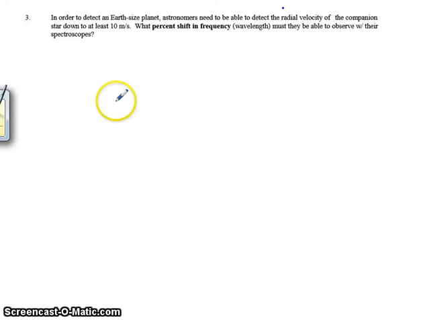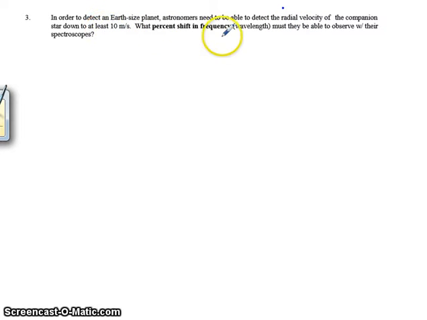Okay, so for our last problem, we're going to look at an astronomical issue of detecting a small planet where the star wobbles and gives a small redshift in the direction of the Earth. So in this case, we wanted to detect an Earth-sized planet, something that's going to be small and something that's going to leave the center of mass very, very close to the star in question, thus giving it a radial velocity that is 10 meters per second, which is very, very slow.